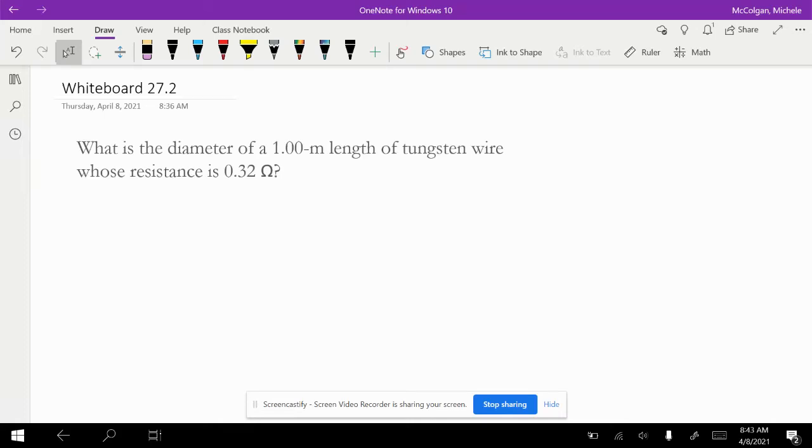Okay, in this example, we want to find the diameter of a 1 meter length of tungsten wire with a resistance of 0.32 ohms. So I'm just going to draw a picture, right? So that's my wire, it's tungsten. I'm going to write my givens.